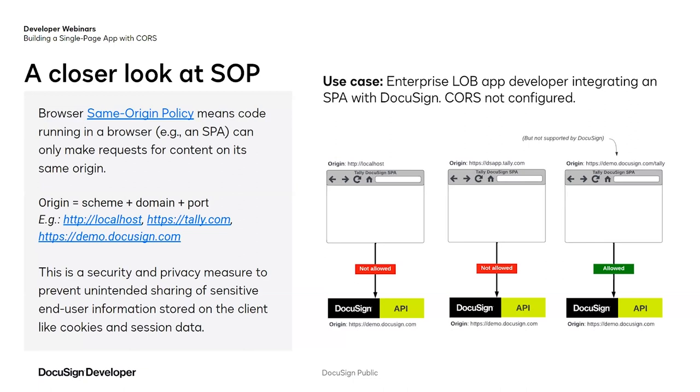Let's take it to the next step. We're done developing locally. We've published our app out to the endpoint where it's hosted, https://dsapp.tally.com. We want that origin to communicate with https://demo.docusign.com. Now the schemes are the same, https, but the domains, dsapp.tally.com and demo.docusign.com, are different. So this communication directly from client to server is also not allowed.